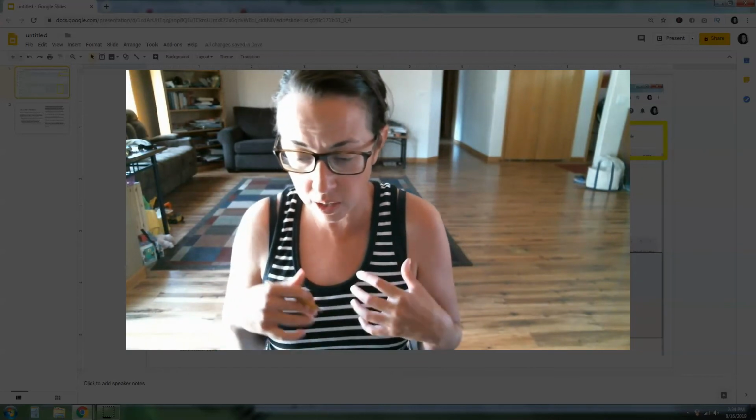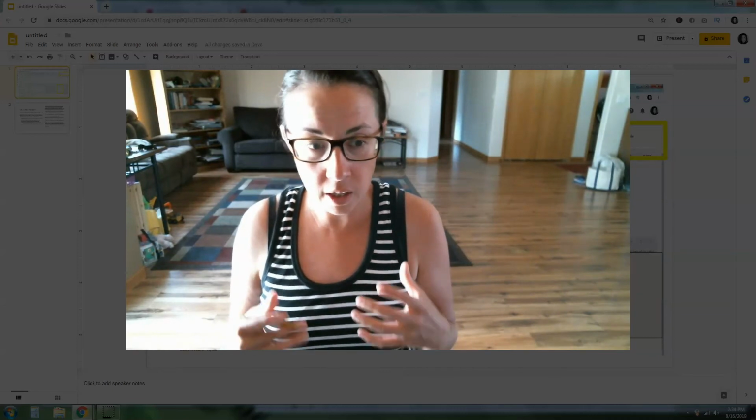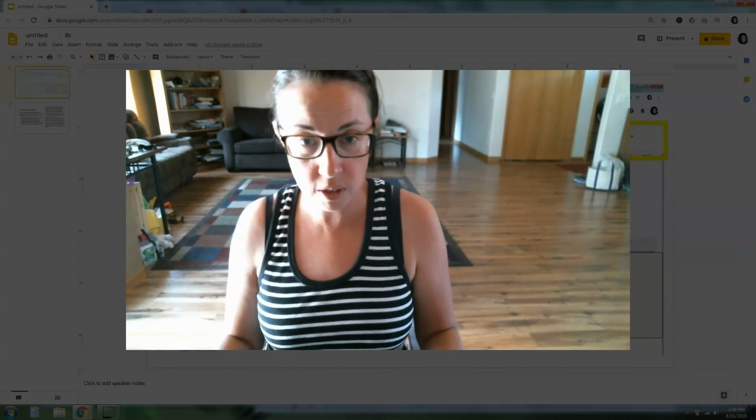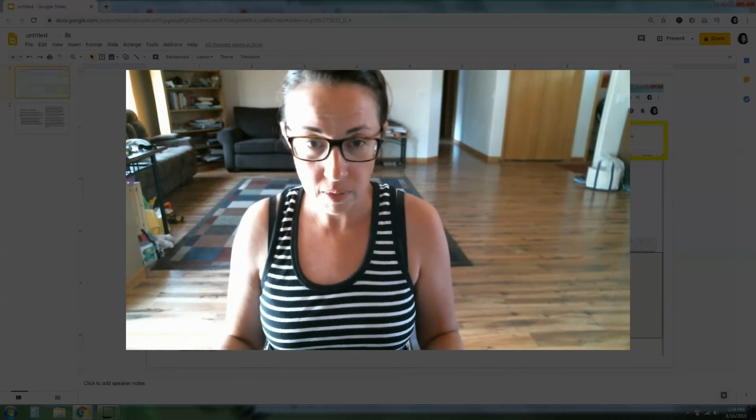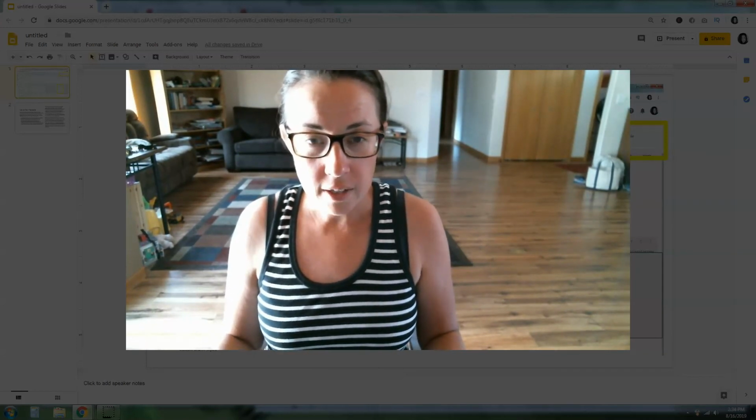So that is the Active View Viewable metric, and I challenge you to say that 3 times fast in a row, because I can't. The Active View Viewable, Active View Viewable. It sounds like Volkswagen.